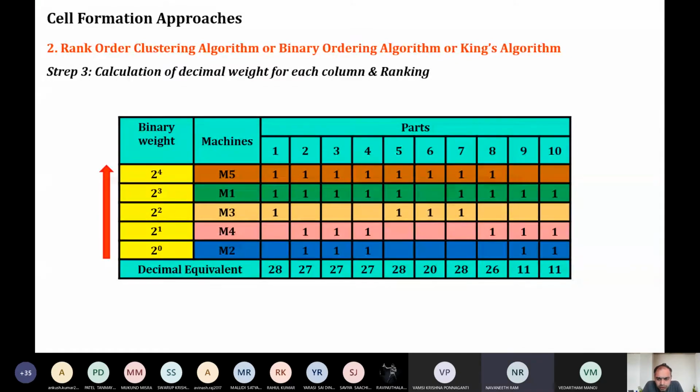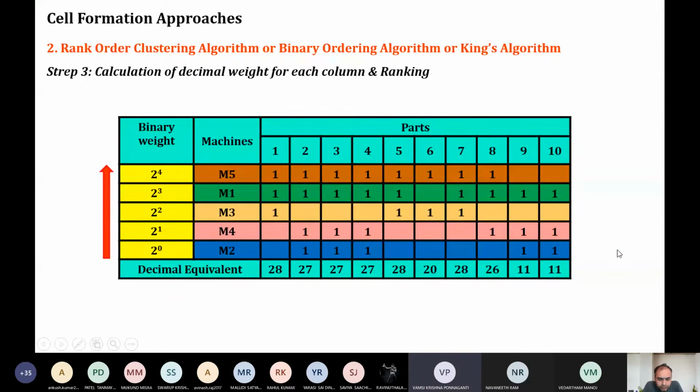2 power 0? 1. So how much is the value? 11. Okay, so now what we did, we just calculated column wise. In the last step we did it for rows, now we did it for columns. Hope you understood this step. Is it clear how we got this 28, 27, 11 and all these values?